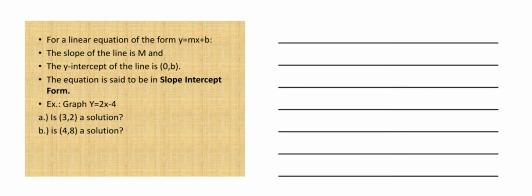A is (3, 2), a solution? B is (4, 8), a solution? Let's remember, our slope-intercept form of the formula is y equals mx plus b format, where the slope m is the number next to x, and the y-intercept is the b value, which would typically give us a full answer of (0, b), whatever number there is on our equation.